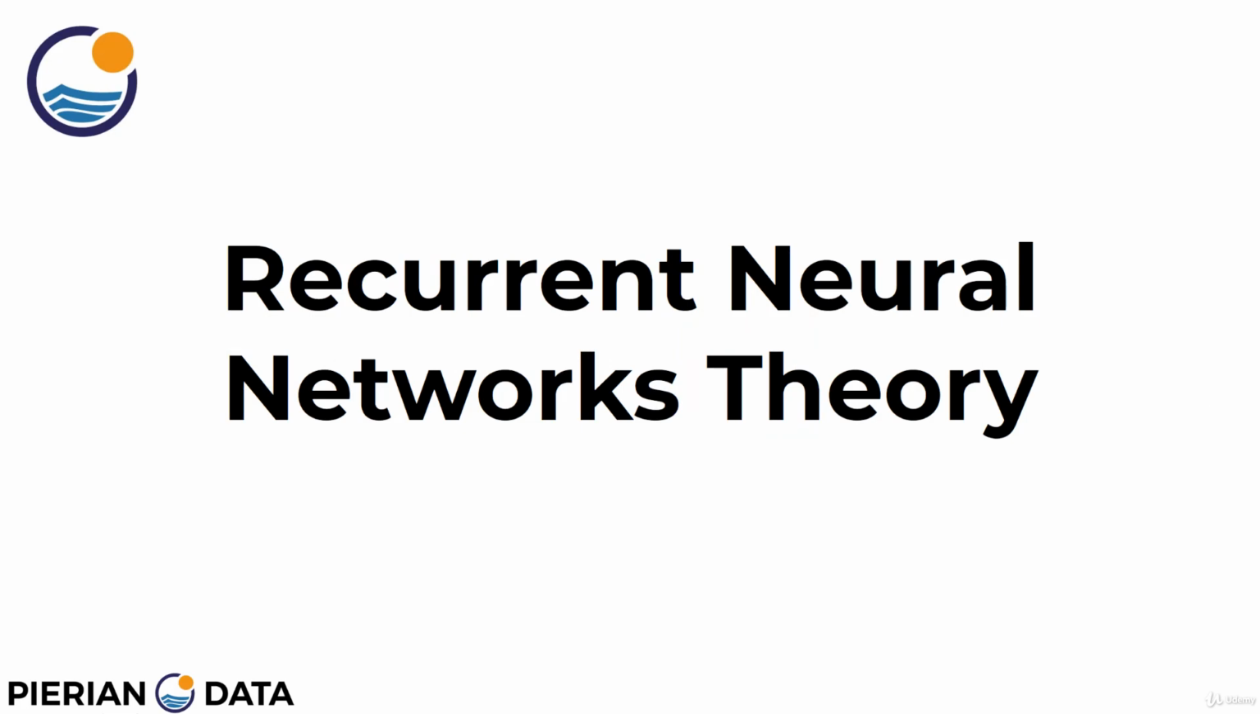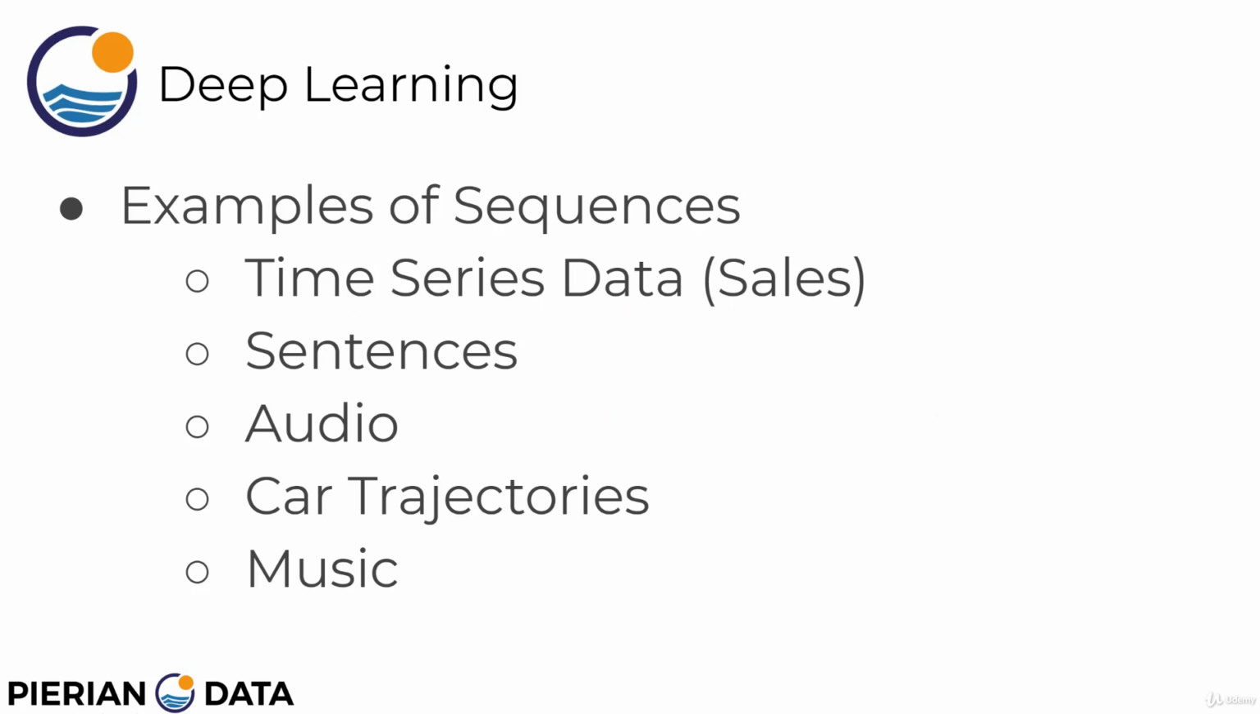Welcome back, everyone. In this lecture, we're going to cover the basic theory behind a recurrent neural network. As we previously discussed, we're going to be using recurrent neural networks on sequence data, which we've seen can be anything like time series data, like historical sales information. It can be sentences of words, even audio data, car trajectories, music, etc. Essentially, a sequence is just data that comes in a specific order, and the order is important to that information that's held within the data.